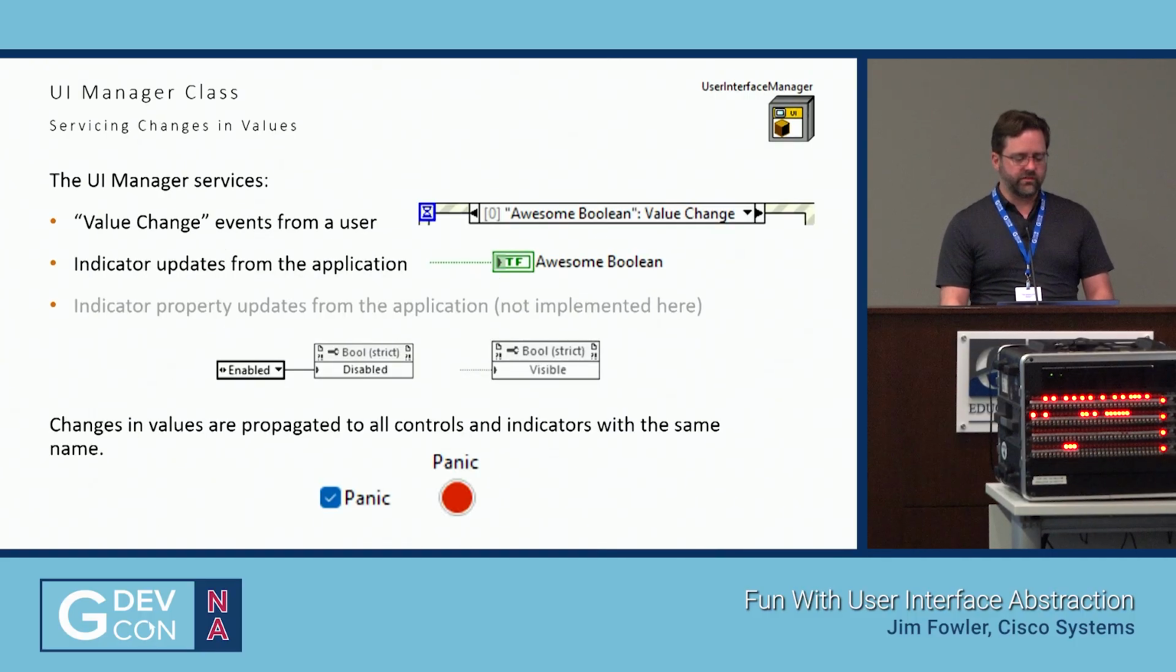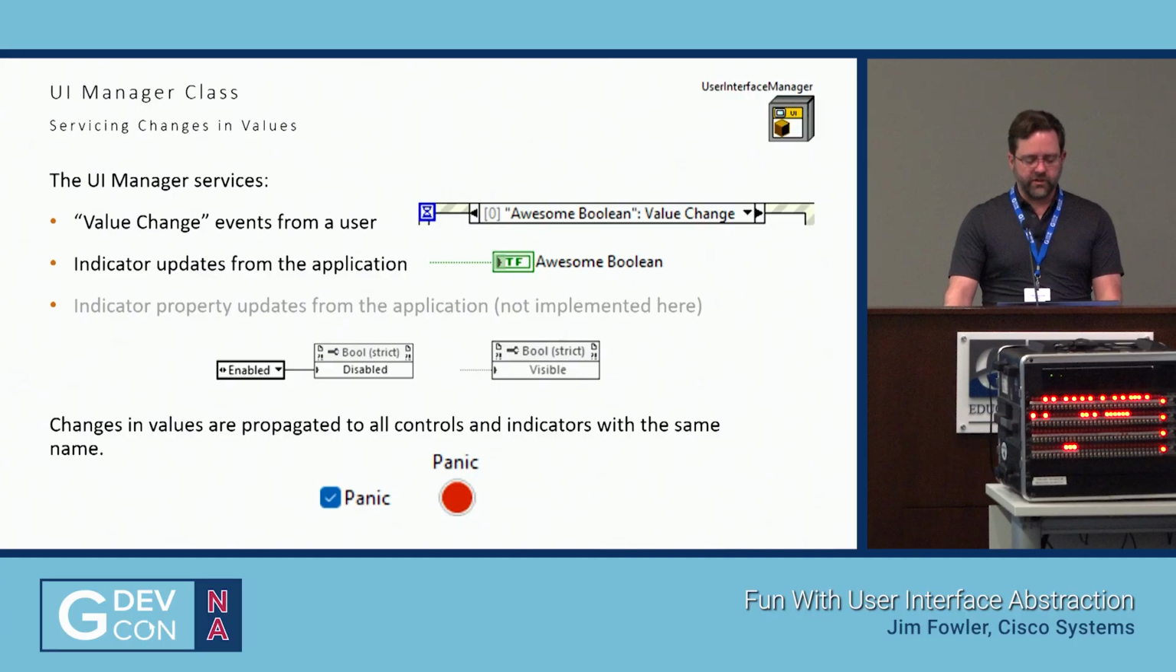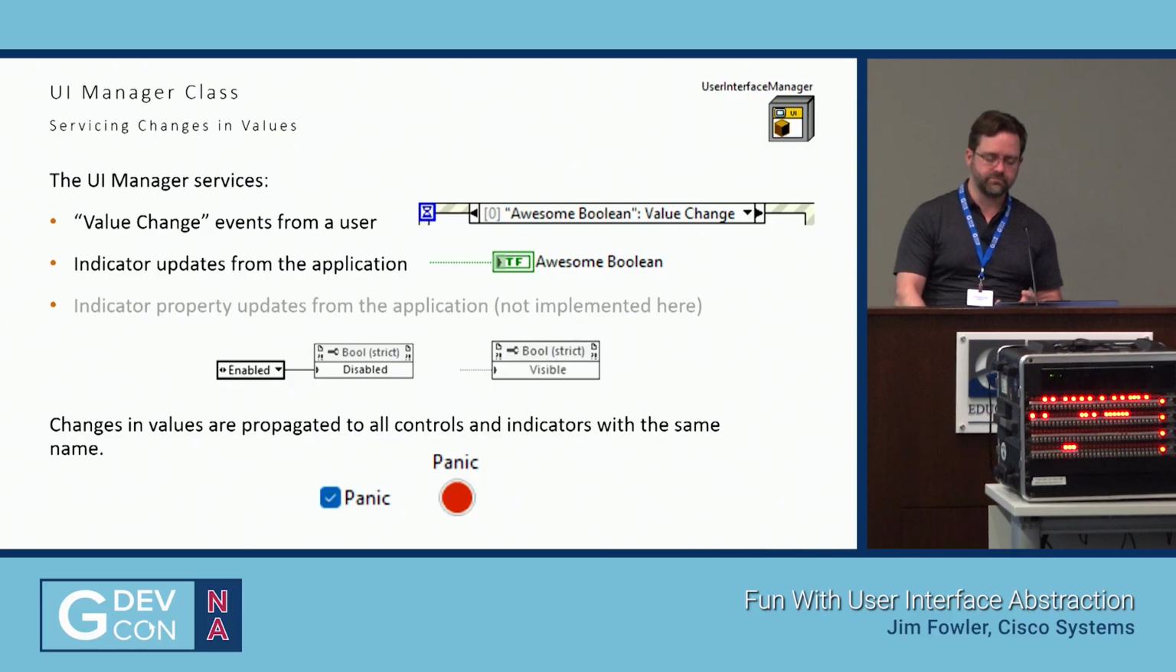So what does this particular implementation service? It services value change events from a user, which is what we're probably mostly after, and also indicator updates from the application, as well as control updates, which is something you're going to want to do from your application perspective. Changes to values are propagated to all controls and indicators with the same name, which is the label text. Basically any control or indicator that has the same label text is treated uniformly. The caveat is they all have to be of the same type.